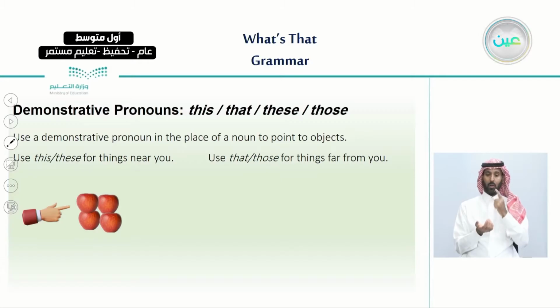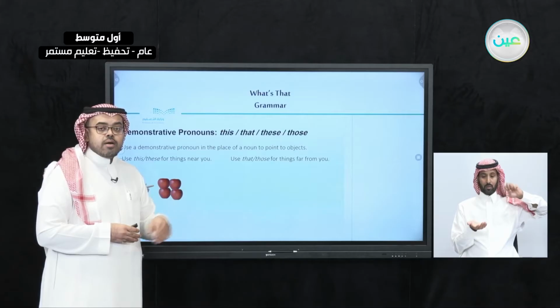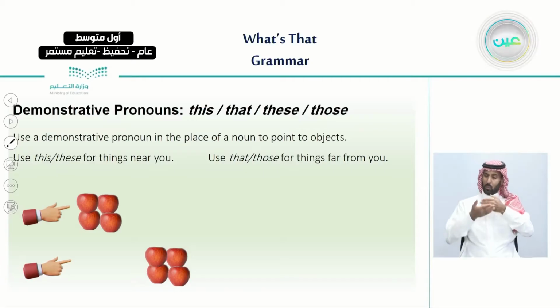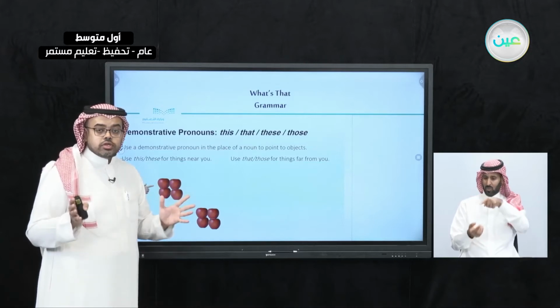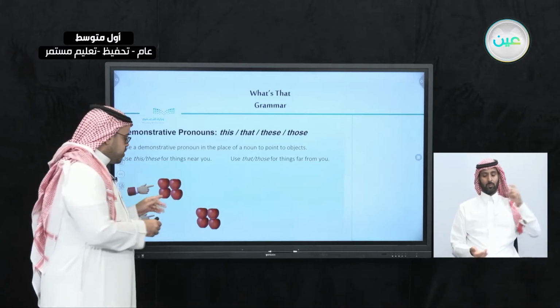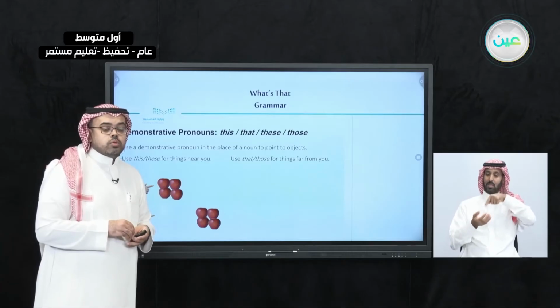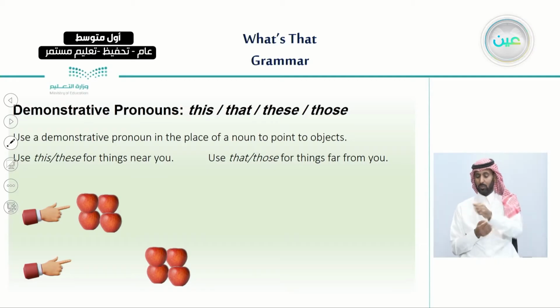Let's talk about different objects or a group of objects. Like here, for example, we have 4 apples. And since they are near, we would say, these are apples. And if these apples were far, we would say, those are apples. So if we have more than one object, and they are very near, we would say these. And if they were far, we would say those. Those are apples, and these are apples.